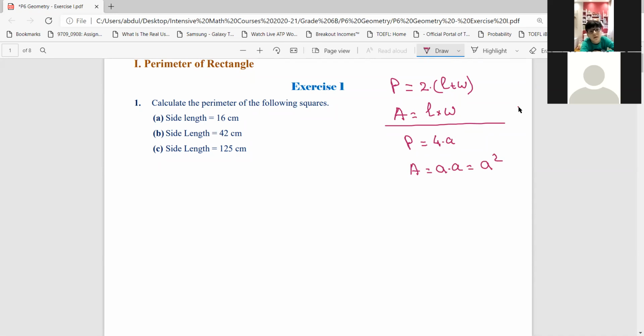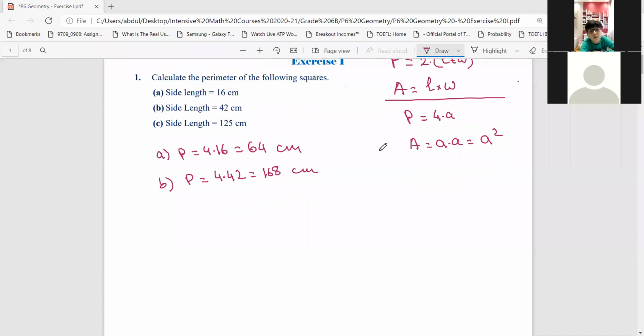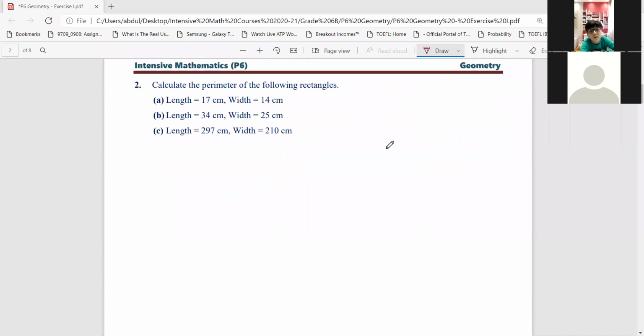So in these questions, it says calculate the perimeter of the following squares. Side length is given, right? So in A, perimeter is equal to 4 times 16. That's equal to 64 centimeters, right? And how about B? Perimeter is equal to 4 times 42. That's equal to 168 centimeters.